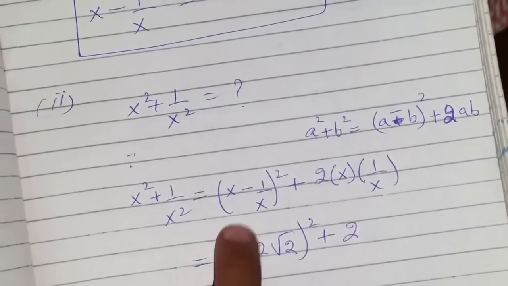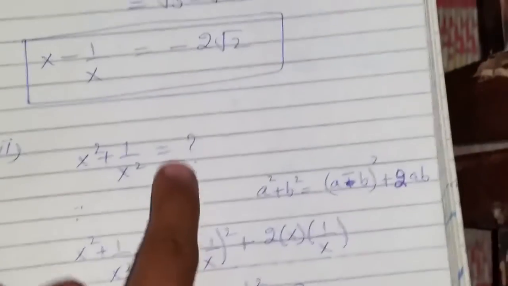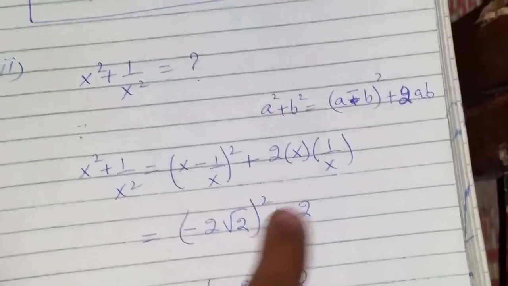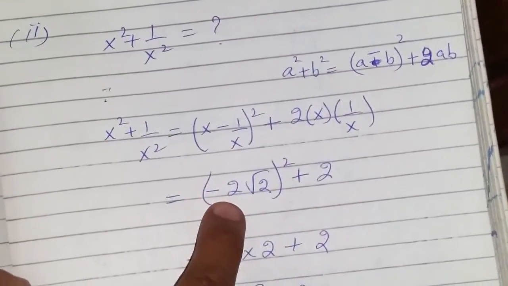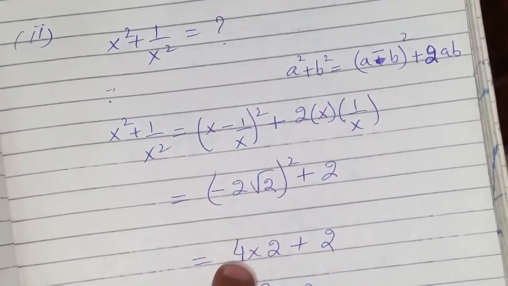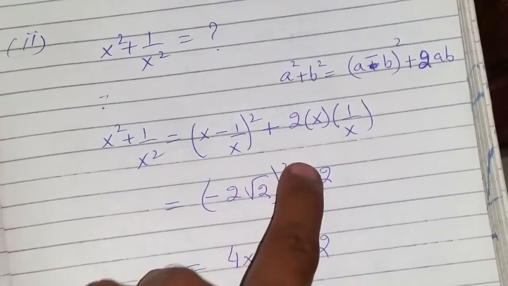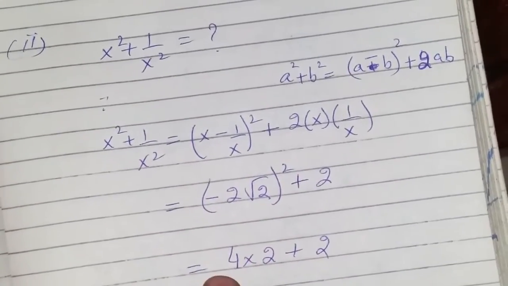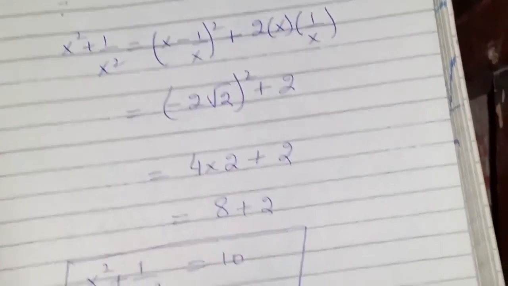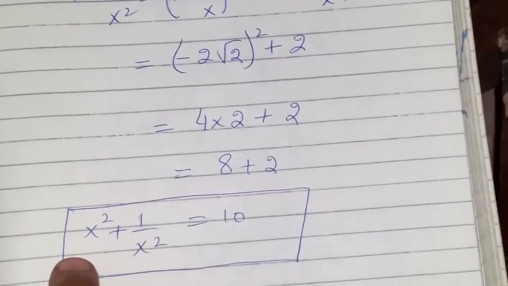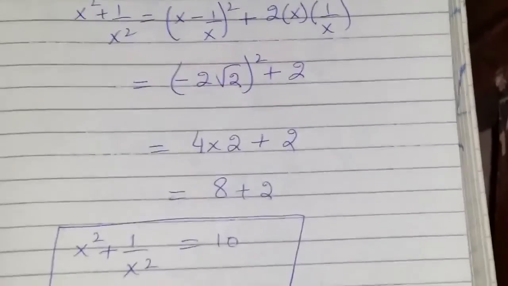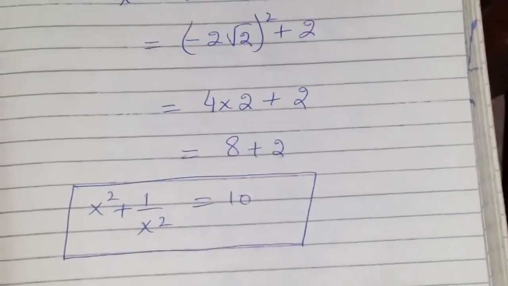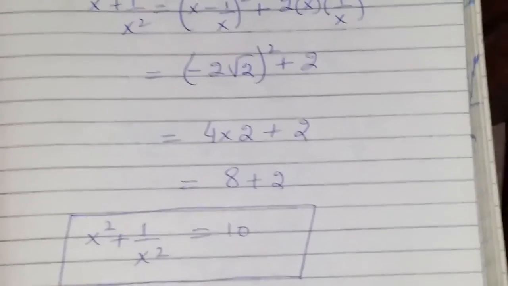Now applying the values, x minus 1 over x is actually equal to minus 2 times square root 2, and this x and 1 over x cancel out and I get 2. The minus 2 when squared becomes 4, and this square root sign and square cancel out and I get 2. 4 times 2 is 8, plus 2, 10. And this is my final answer, x square plus 1 over x square. And that was the last question that I wanted to discuss with you.